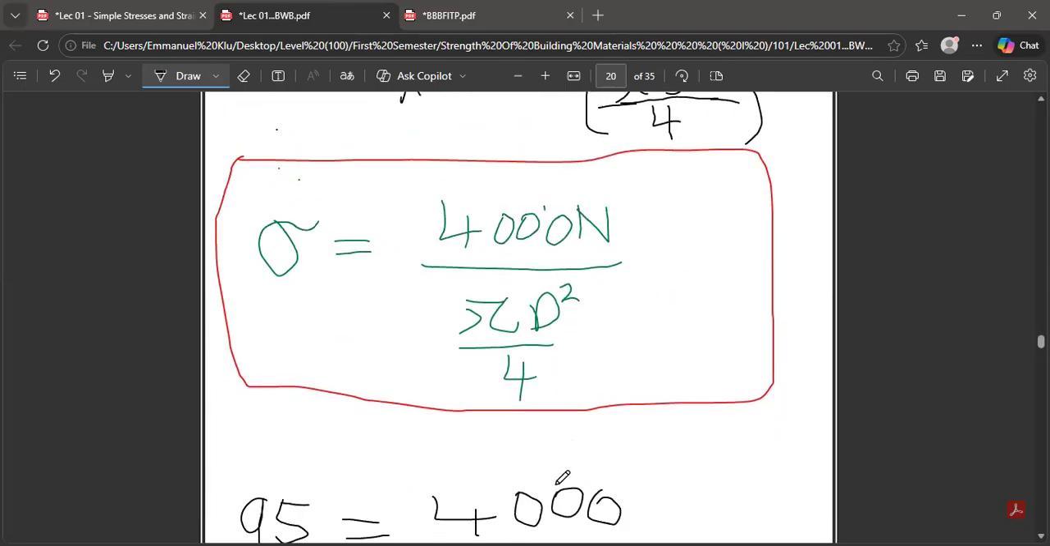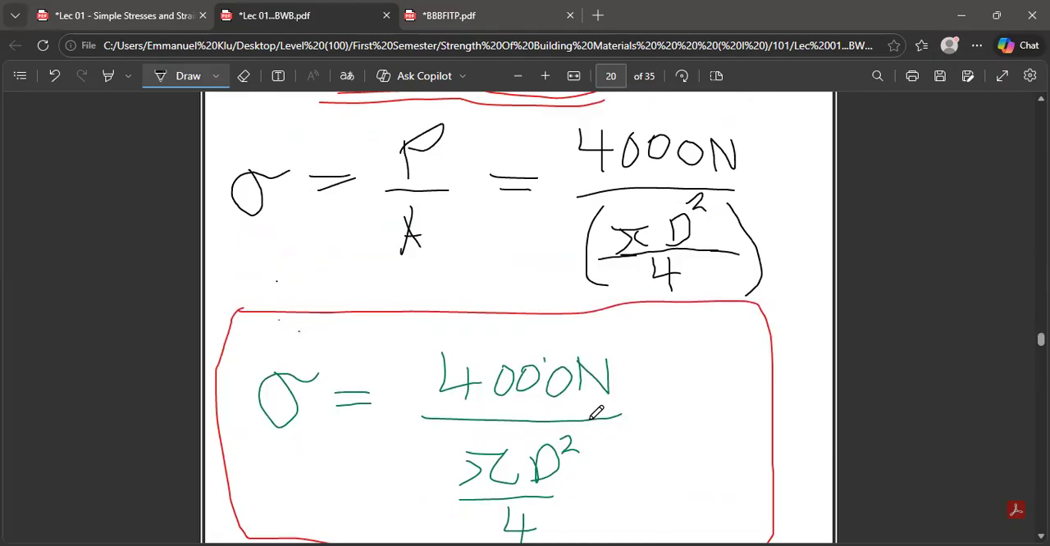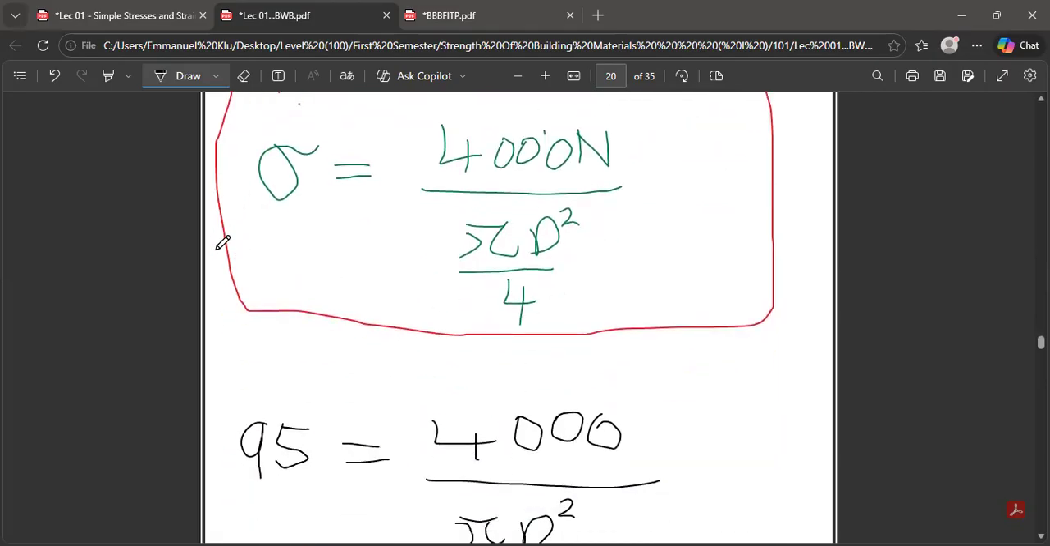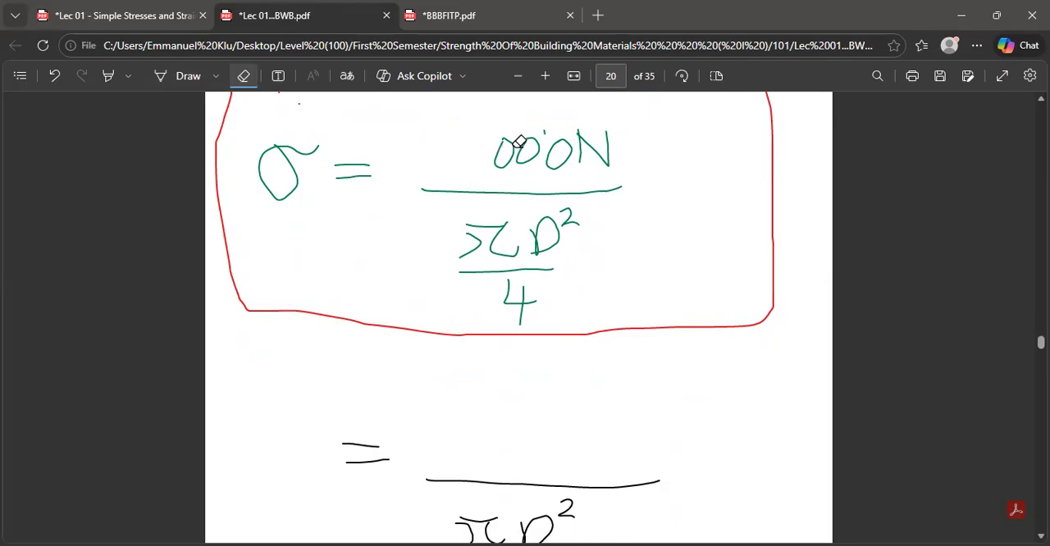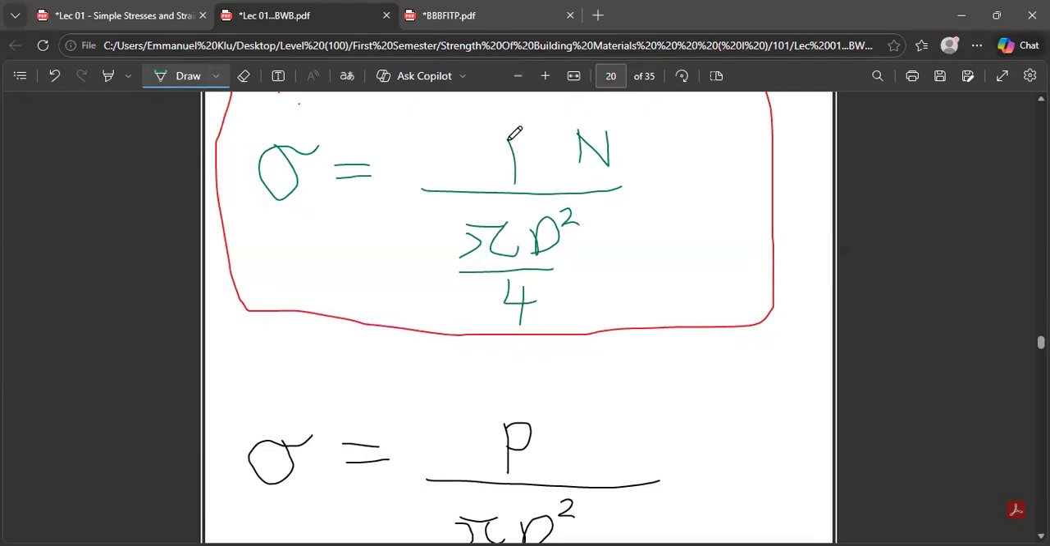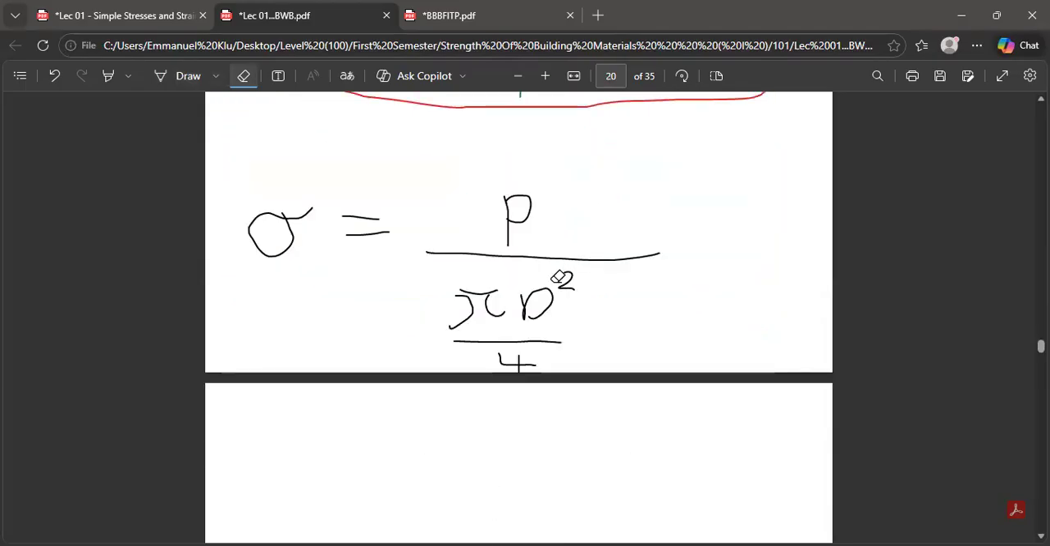If working with the numbers will be a problem, you can choose to work with the units, so that at the end of the day, you don't confuse yourself much. If you are done making the change of subject, you can still do the substitution, and life becomes much easier. So let's use the symbols. So this is our stress, and this is still our P over here.